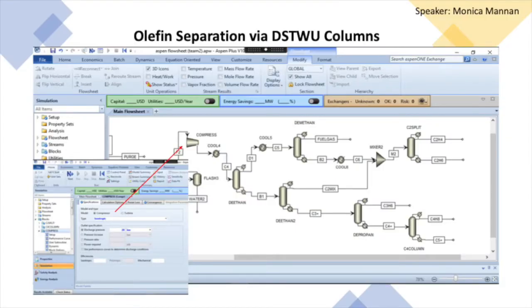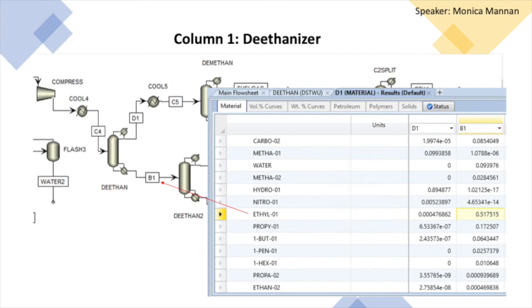Olefin separation occurs at high pressure, which is why the top stream of flash 3 was compressed to 20 bar before being introduced to a series of 6 DSTWU columns. This model was chosen because it allows the identification of the minimum reflux ratio. Also, at this stage of our project, using RADFRAC is not ideal as it uses shorthand calculation and it is less rigorous. The first column is the Demethanizer, where methane, ethane, and ethylene were separated from the top, whereas propane, propylene, and heavier olefins were separated from the bottom.